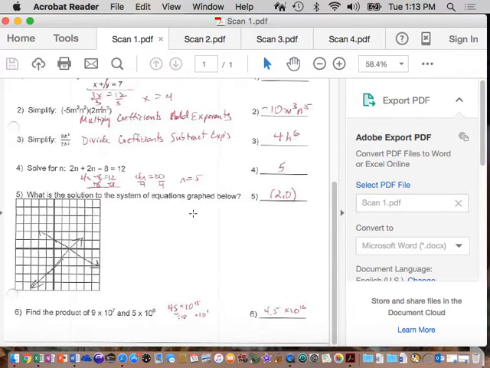Number 7 is 2 times 10 to the 4th. Number 8 is 7 over 2. You have to divide everything by 2 in that one because it doesn't say y equals yet. Number 9 is 10. That's easy and straightforward because it's in y equals mx plus b form.